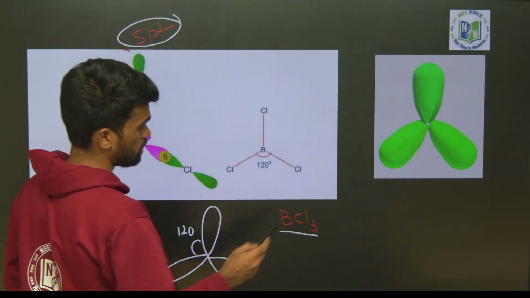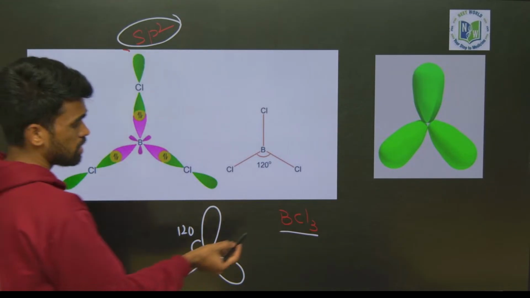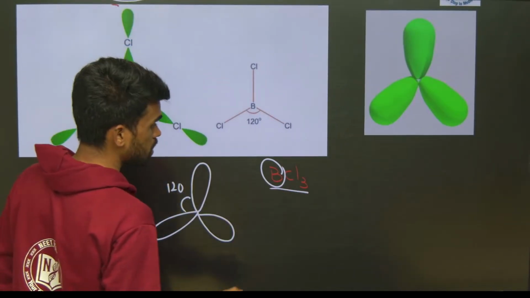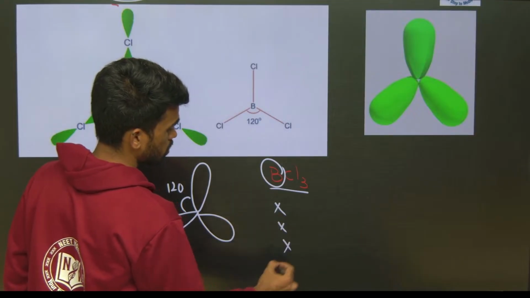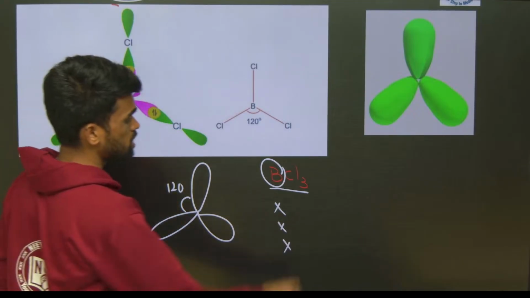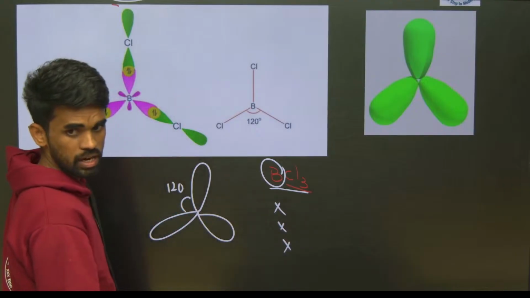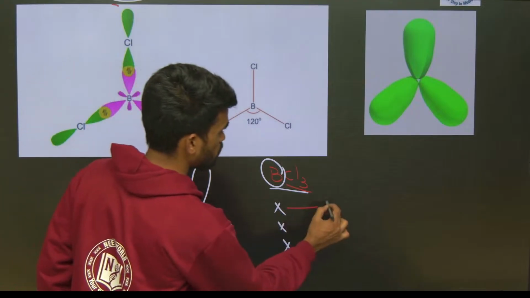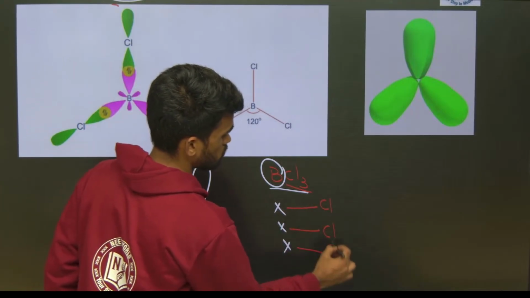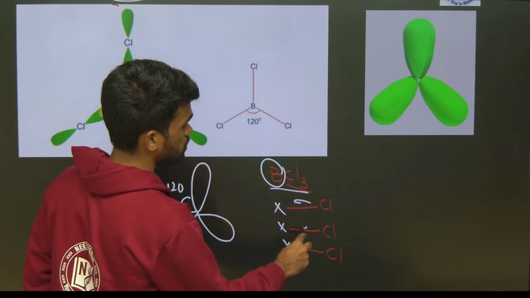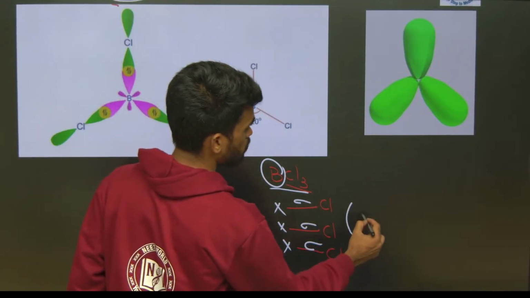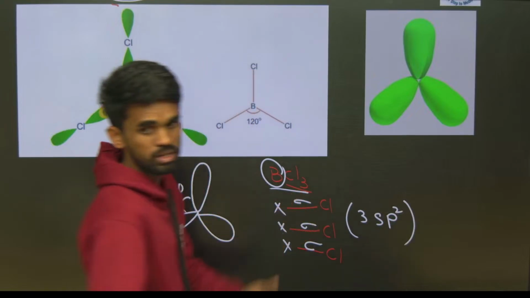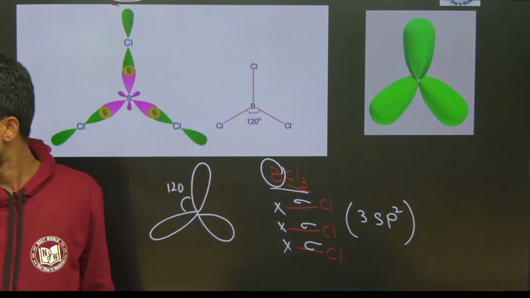Now I will tell you one simple trick to use every time. What is the central atom here? Boron, atomic number 5. Valence electrons are 3, so take 3 dots. How many surrounding atoms are there? 3, and they are monovalent, so they make only one bond each. Totally, how many sigma bonds did we get? 3 sigma bonds means one s and two p, so total sp2 hybridization. That's it. Simple. Like this you should do. Okay, next.